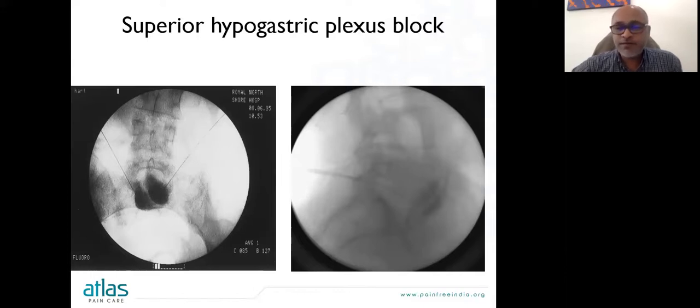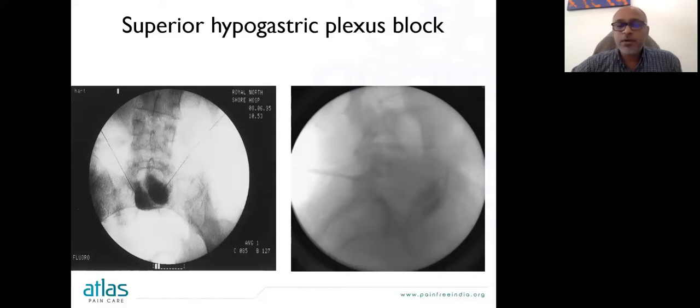We either inject phenol, 10 ml on either side, or 7 to 8 ml on either side, or we inject alcohol, which needs quite a big volume, actually, around 15 to 20 ml on either side. That is what we inject with the alcohol.